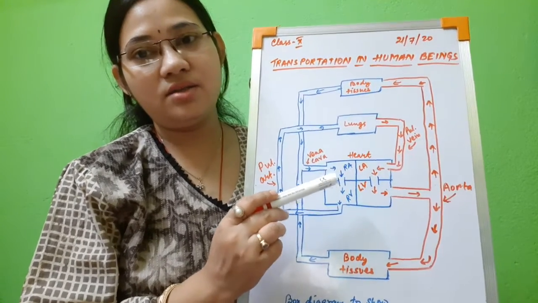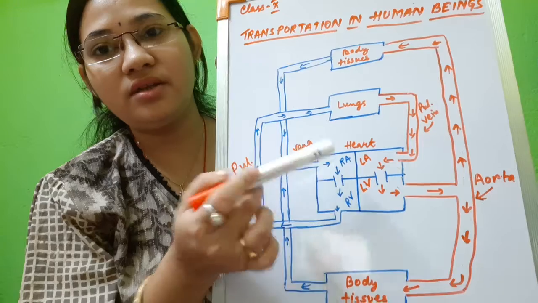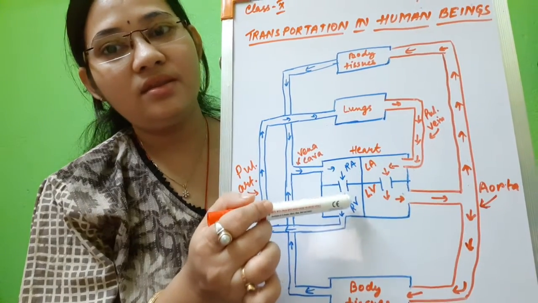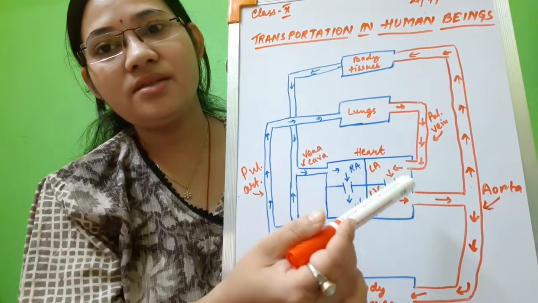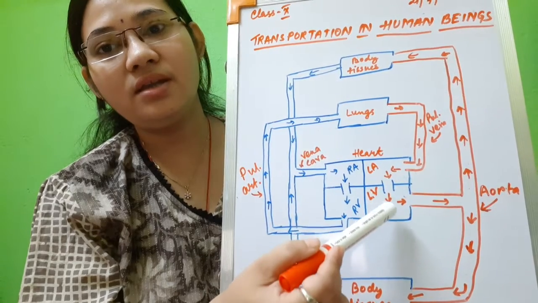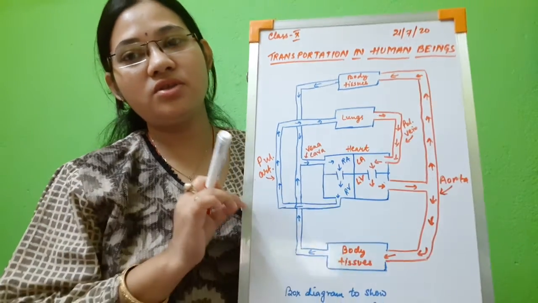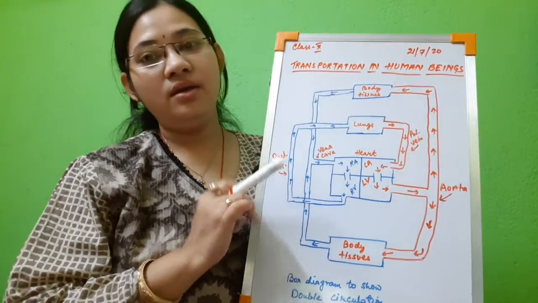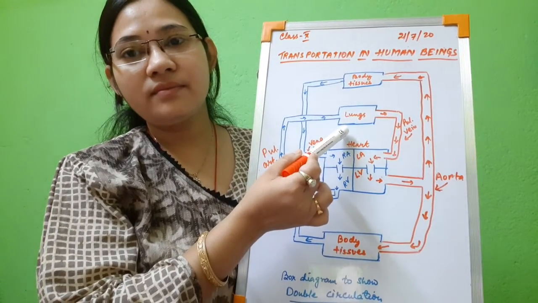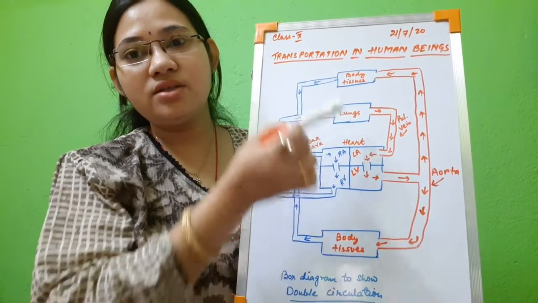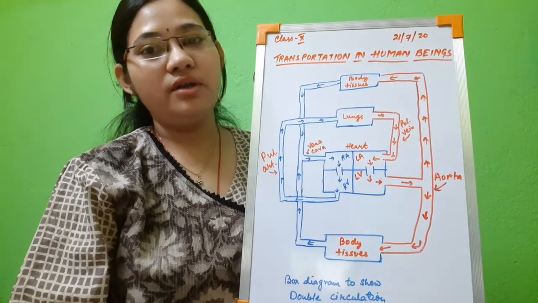You know the heart consists of four chambers, that means the right auricle, this side, just below it the right ventricle, that side the left auricle and left ventricle. These are the four chambers of the heart that we have already done. This is the lungs and this is the body tissues. These are also the body tissues.